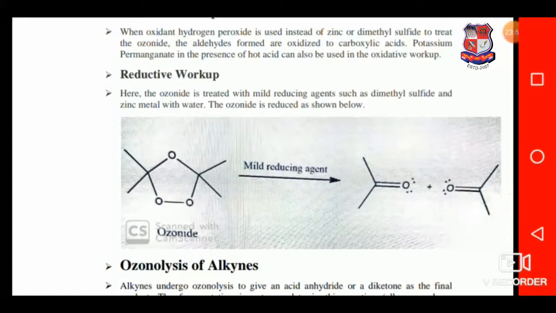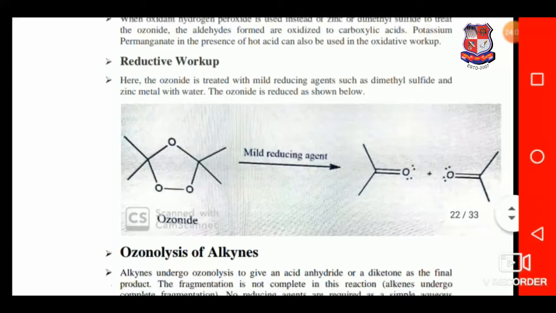Reductive workup. Here the ozonide is treated with mild reducing agents such as dimethyl sulfide and zinc metal with water. The ozonide is reduced as shown below.